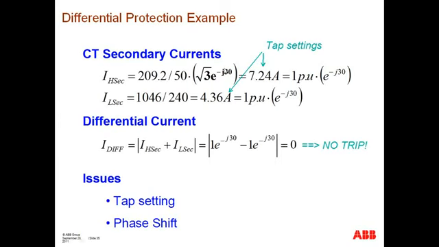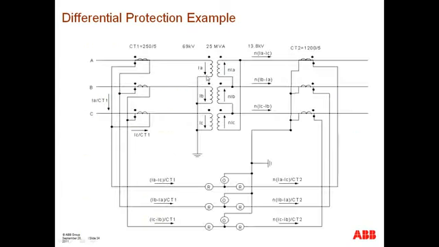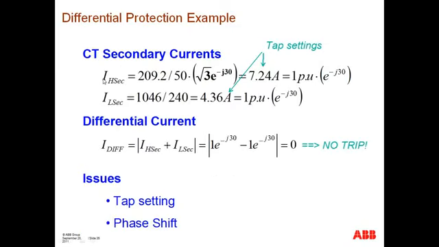Okay, and here we can see the same thing. We have now calculated our tap settings. Take note that the high side currents need to be multiplied by square root of 3, and the reason for that is the delta connection, and in turn, this will result in a differential current which will be equal to 0. So again, phase shift or vector group needs to be taken into consideration. Something else that plays out when doing these types of calculations is the tap settings. If you're setting up an electromechanical relay or a microprocessor relay that utilizes tap settings, you need to take into consideration the square root of 3 factor.